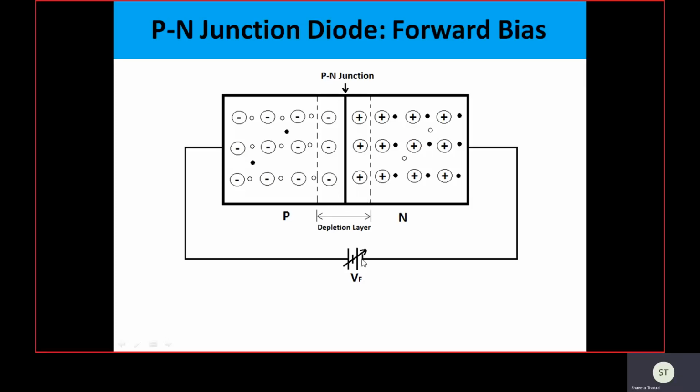So if the voltage applied is at least 0.7 or 0.3 depending upon the material, and after that we further increase this voltage, this barrier will break down and the free charge carriers will be able to cross the junction and go through the complete closed loop. In this way, current starts to flow in the device and conduction takes place.